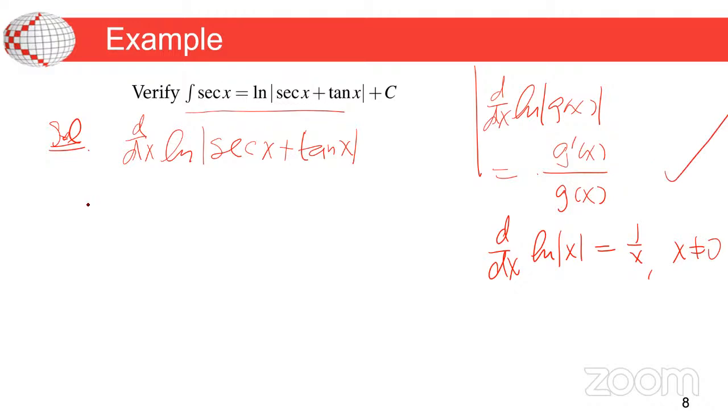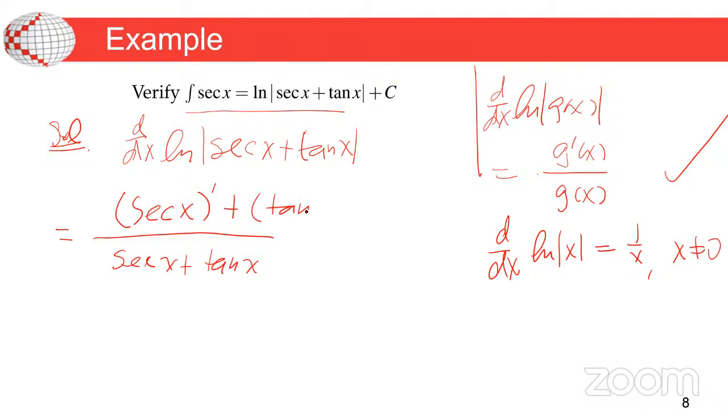So here we're going to do this. We're going to use this formula and get the denominator secant x plus tangent x. Okay, that's our g. The numerator will be the derivative of this inside function. I'm going to take a derivative of each one because the function here is a sum. So let's take the derivative of secant and tangent and divide it by their sum. Now, you need to remember the formulas for the derivatives of secant and tangent. Okay, we recorded them at the beginning.